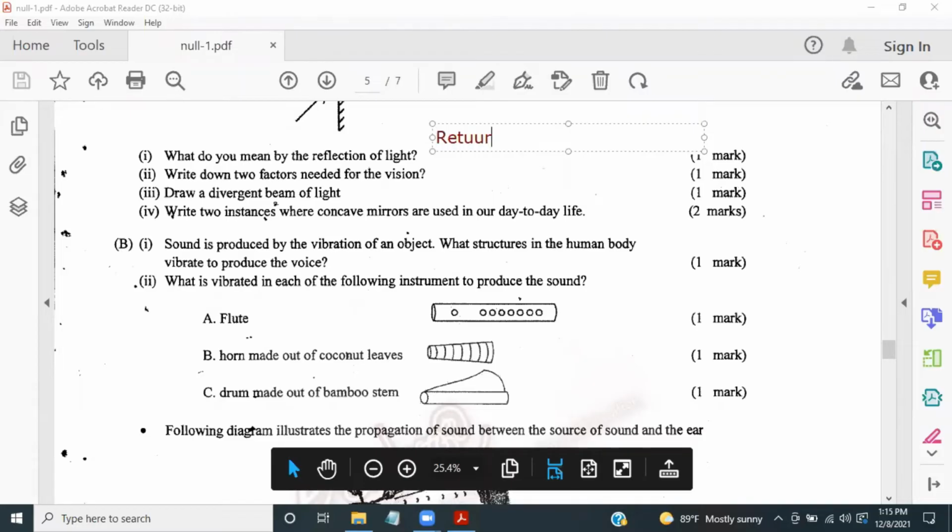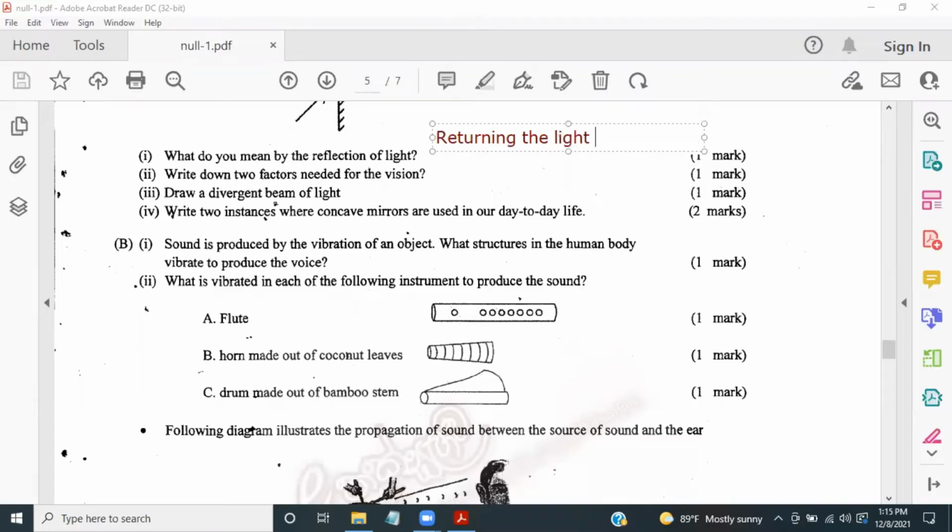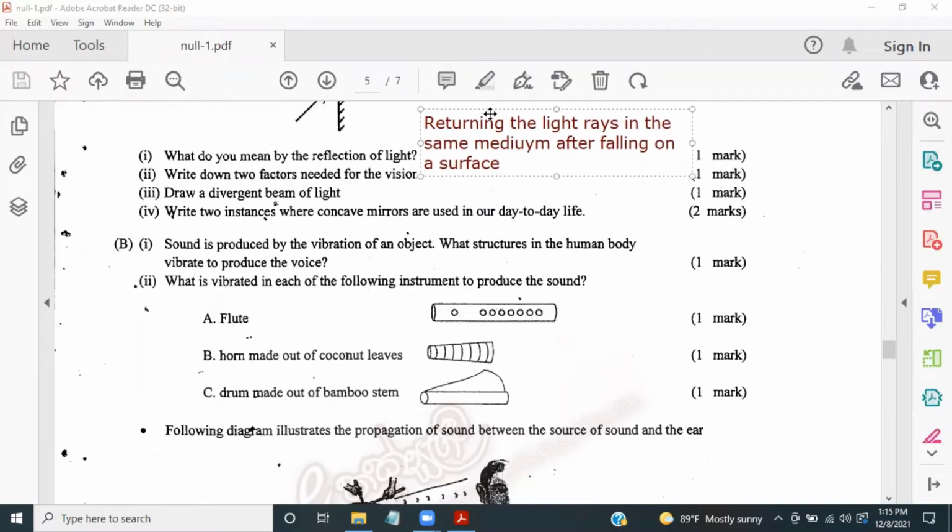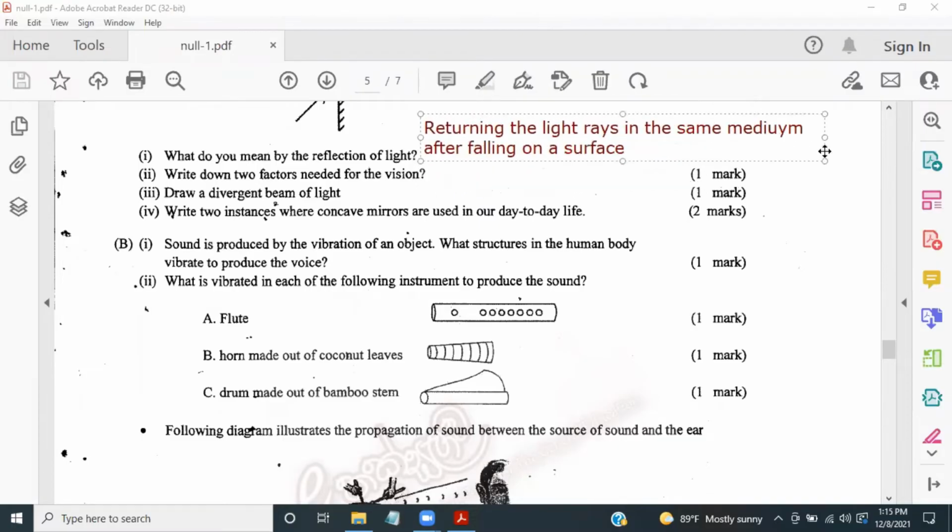Returning the light rays in the same medium after falling on a surface. This is the reflection of light. Write down 2 factors needed for vision: light and eye.